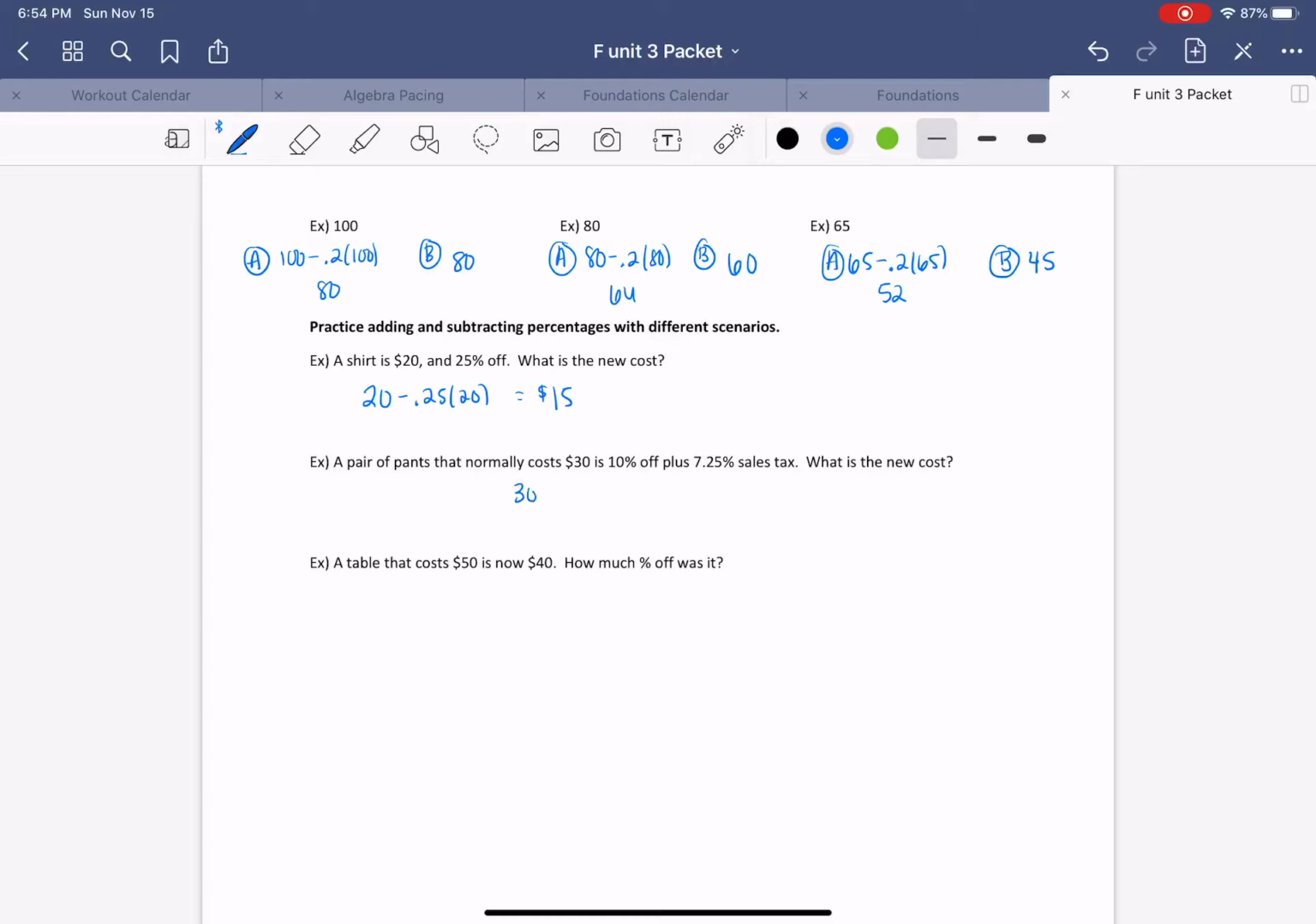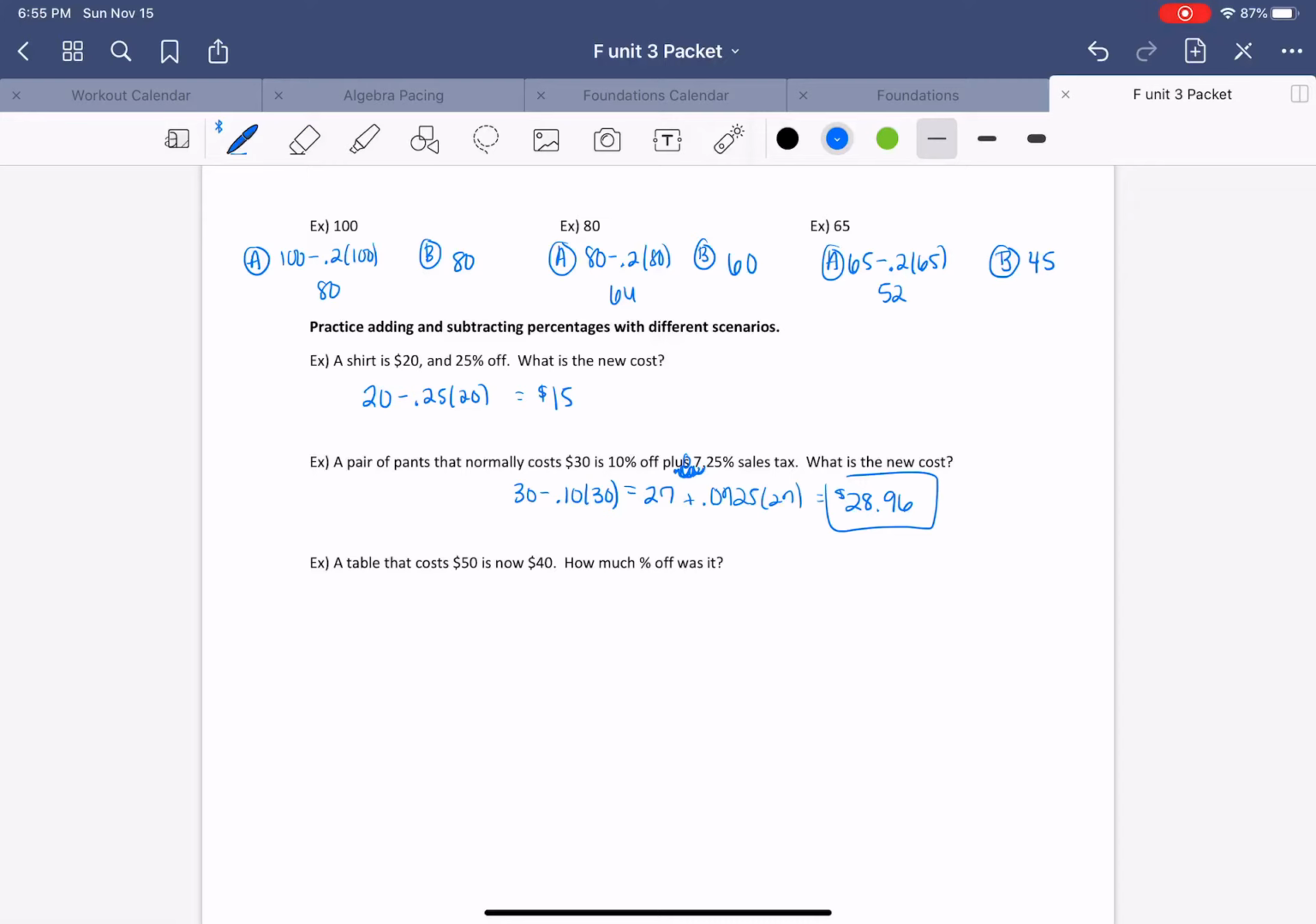So first we do 30 minus 10% of 30. And that's $27 plus 7.25% sales tax. So remember, we moved that decimal 2 spots. So that's going to be 0.0725 times 27. I plug that into my calculator. And I get 28.9575, which is going to round to 2 decimal places, and that's going to be $28.96. A table that cost $50 is now $40.